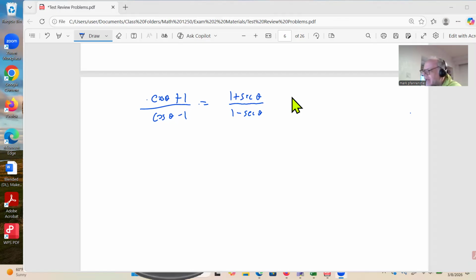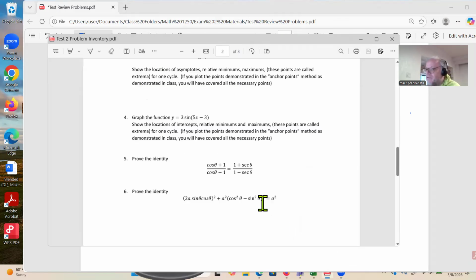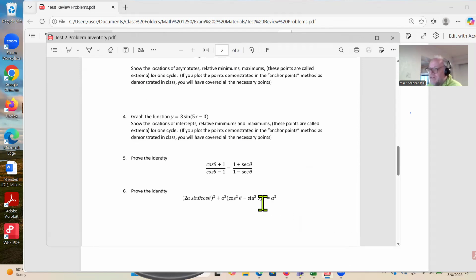Okay, welcome back to pre-calculus. We have some identities to prove. I think I'll try to do two of these in one go because they don't take that long. But we are going to try to prove the identity (cosine theta + 1) divided by (cosine theta - 1) is equal to (1 + secant theta) divided by (1 - secant theta).